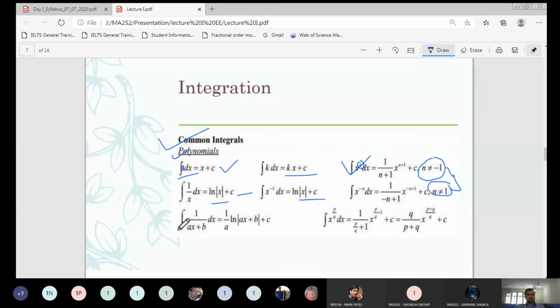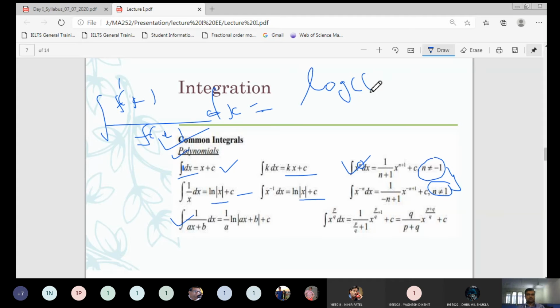Then integration of 1 upon ax plus b dx. What is it? Log of ax plus b divided by a plus c. You can also use this formula in this way: integration of f dash x divided by f x dx is log of f of x. And these both formulas will be the same.